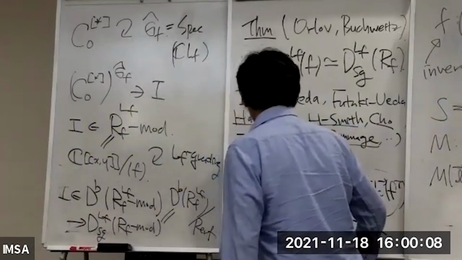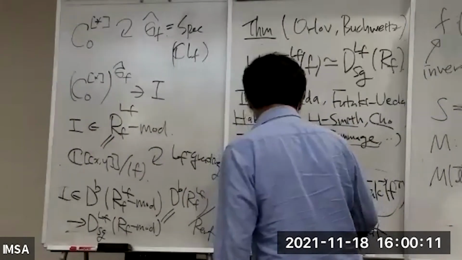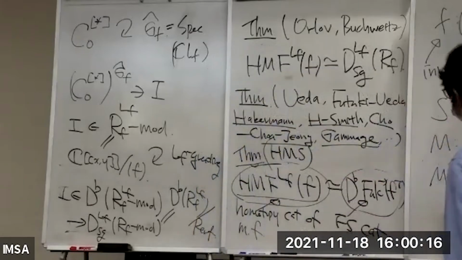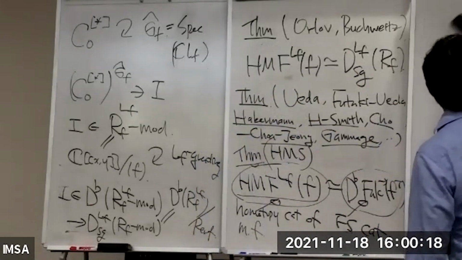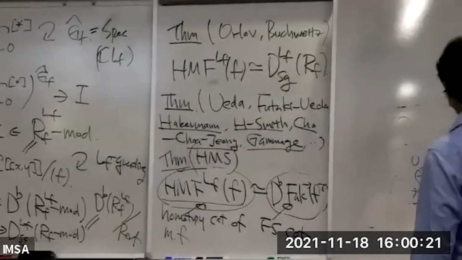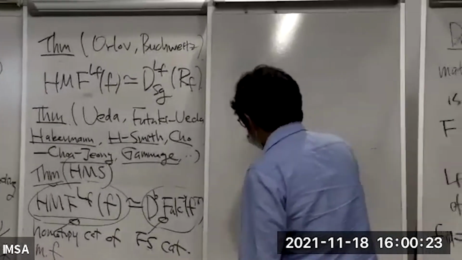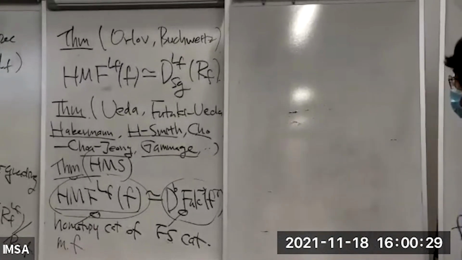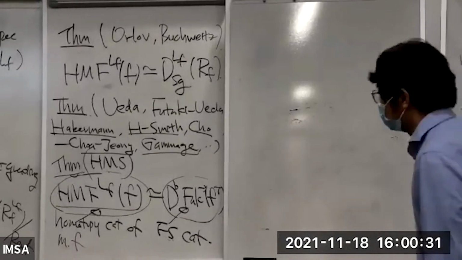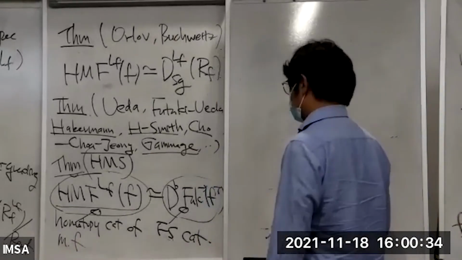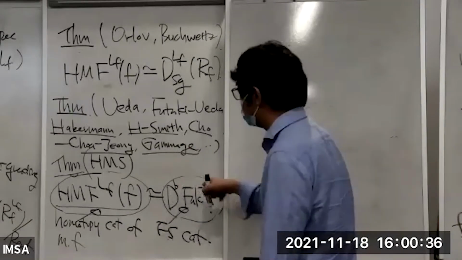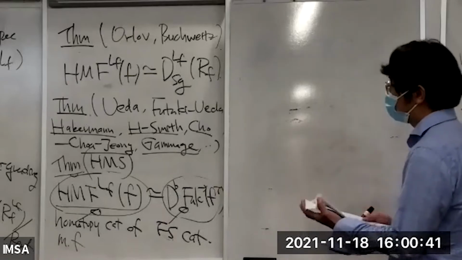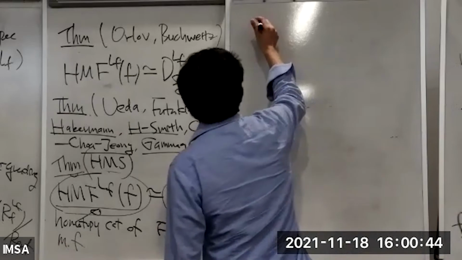And how do they prove this? Let me explain the general structure of how they prove this theorem. Of course, there are several ways to prove this one, but the most popular way is to construct a certain exceptional collection on both sides and compare the structure behind this exceptional collection. So let me explain what this exceptional collection is.